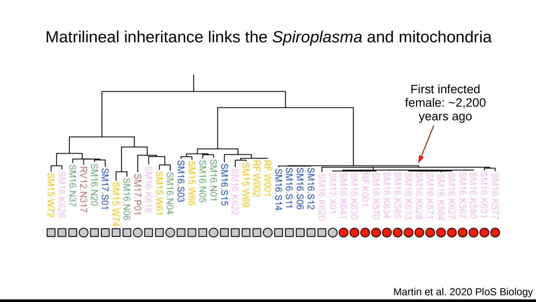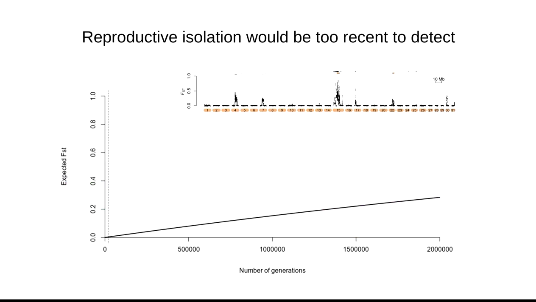So is 2,200 years long enough to establish a strong species barrier? Well, just last night I started playing around with the expected value of FST over time. I found a nice equation for calculating this, and it turns out that FST does indeed increase quite slowly.